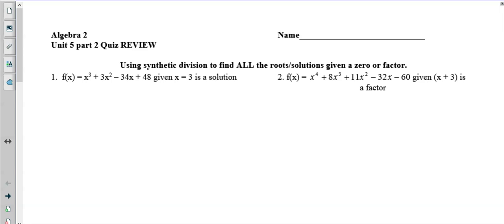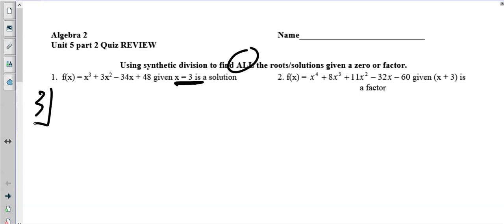All right, review for the Unit 5 Part 2 quiz. So it says use synthetic division to find all of the roots given a 0 or a factor. So notice two different ways of doing this in 1 and 2. Number 1 says this is a solution. That means 3 is going to go in the box. I'll get back to that.